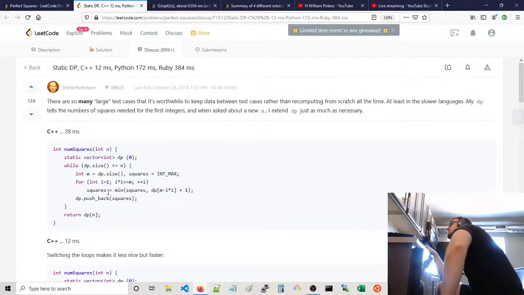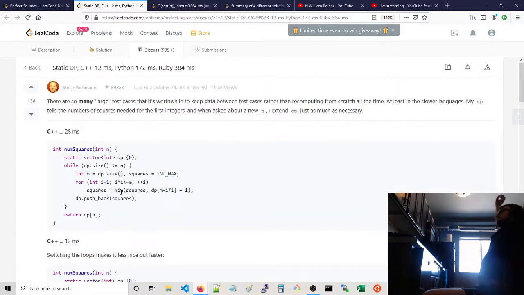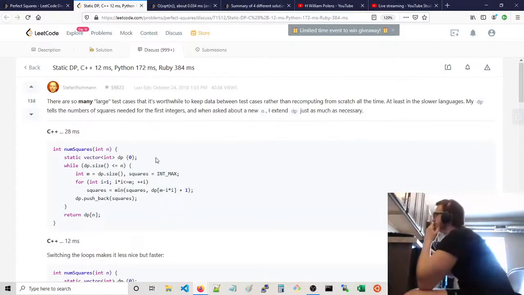Not really sure I understand. Square is going to be min of squares dp[m minus i times i] plus 1. Push back the dp into the squares dp of n. I was thinking something like this, but I was kind of struggling to formulate it. Excuse me. Static vector. Jesus, that's interesting.